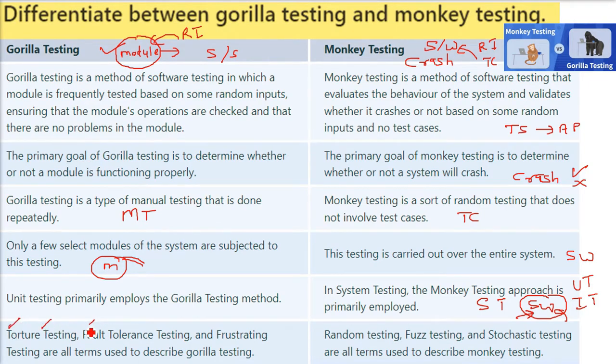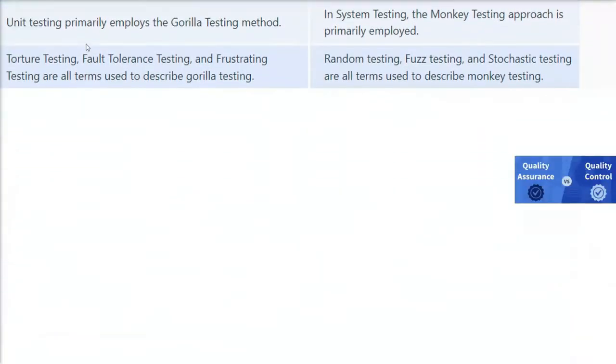There are different names for gorilla testing: torture testing, fault tolerance testing, frustrating testing. These are all a kind of gorilla testing. Monkey testing is also called random testing, fuzz testing, stochastic testing. These are also monkey testing only. If somebody asks you about random testing, just answer monkey testing.